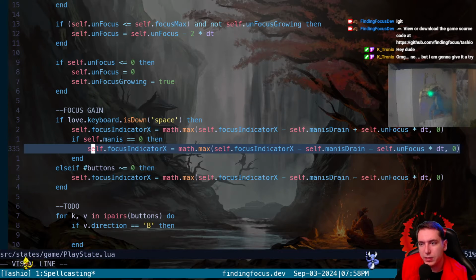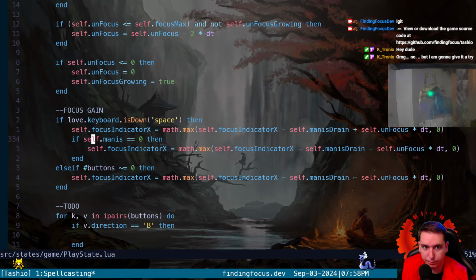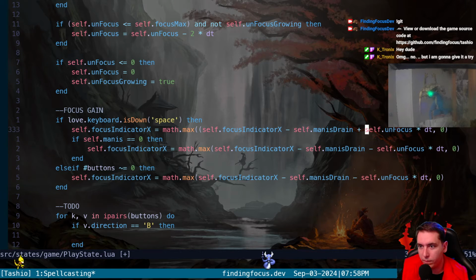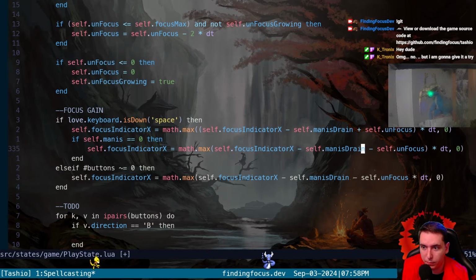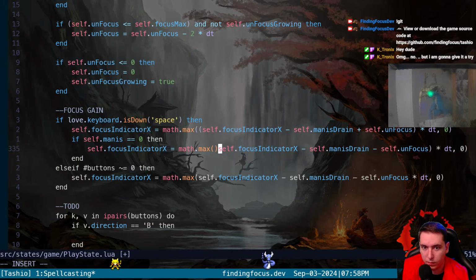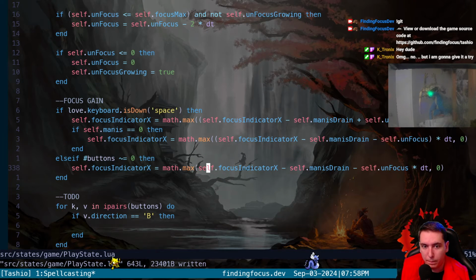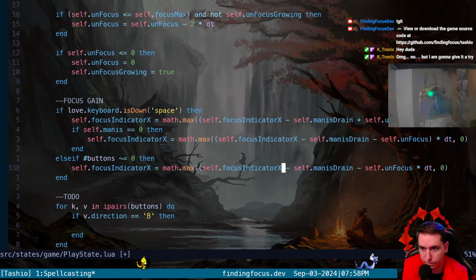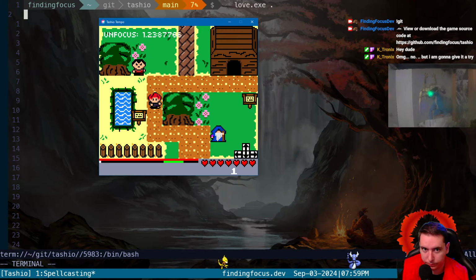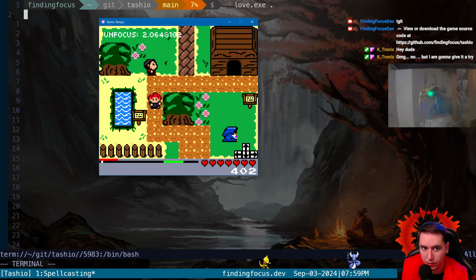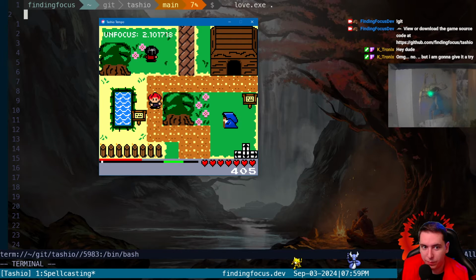See, I don't think scaling the unfocused by delta time is right. I think we need to scale the whole thing by delta time. I think we need parentheses in here. So we do our modification and then scale by delta time. That seems more right to me. Now let's see. Okay, so we can see the output of our focus is super tiny now.